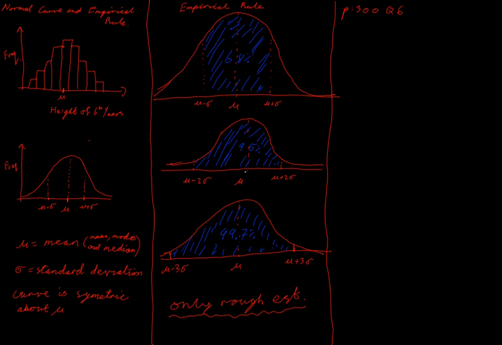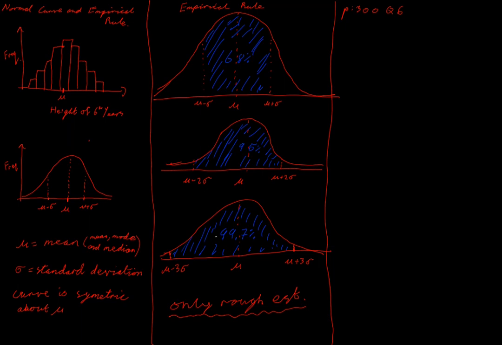Likewise, you are also required to know by heart that plus or minus 2 standard deviations away from the mean, so if we start at the mean and we add 2 standard deviations and take away 2 standard deviations, from this height up to this height is going to contain 95% of the students in 6th year. And finally, if we go all the way out to plus or minus 3 standard deviations away from our mean, we are going to have 99.7% of our population.